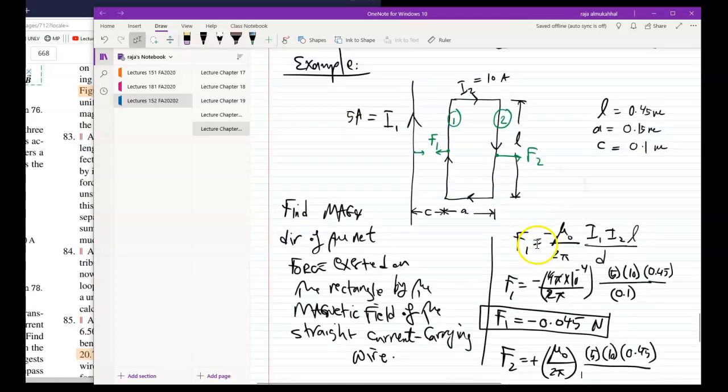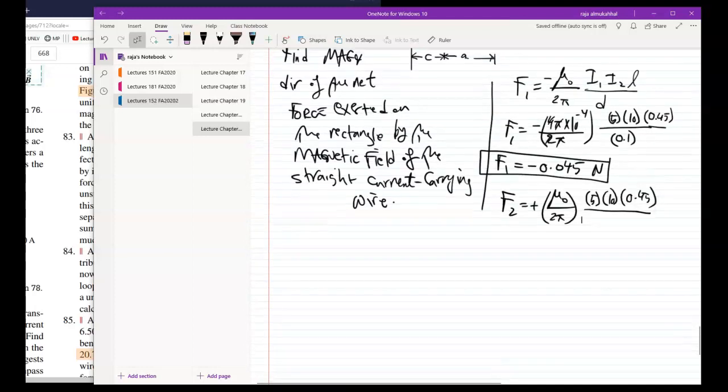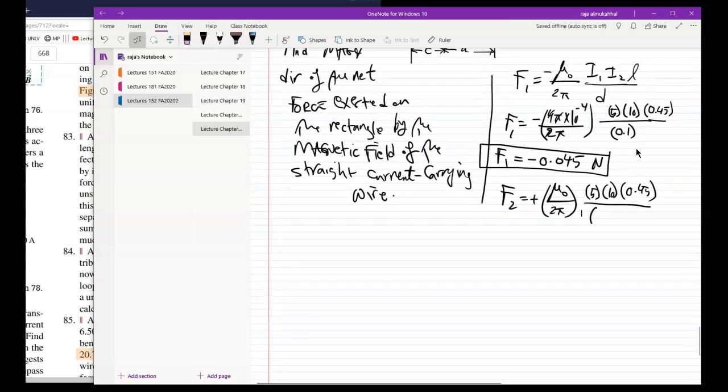How far are they from each other? It's from this wire to this wire, which is C plus A. You see what I'm saying? So that's C plus A, 0.15 plus 0.1, if you will. So this is like 0.15 plus 0.1. See what I'm saying? And we can calculate that.